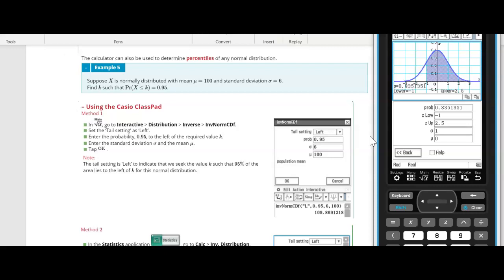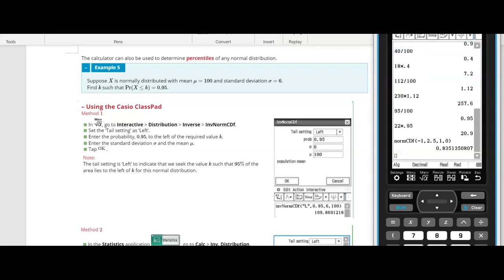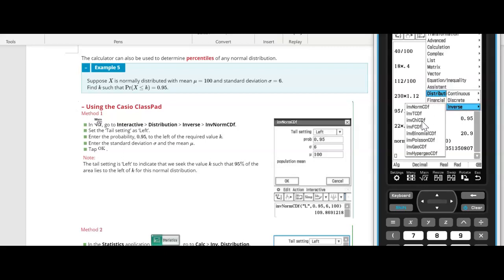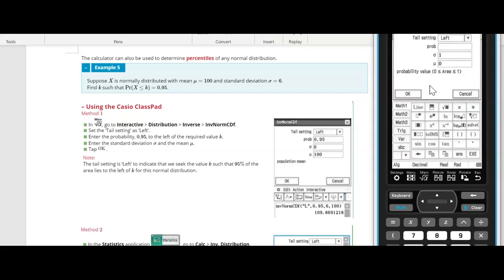So using the Casio ClassPad. All right, so let's go back to main. All right, interactive, distribution, inverse, inverse normal CDF. Okay, so tail setting, we want it at the left. Okay, so we're looking on the left side, so less than K. All right, so that's what we got in the question. Enter the probability as 0.95.